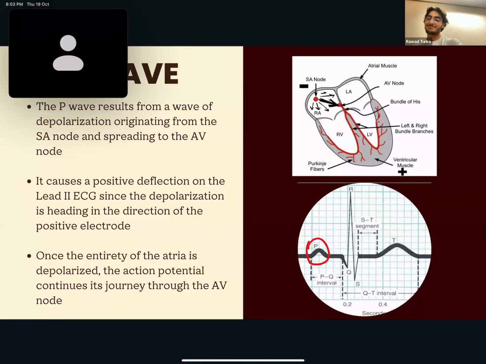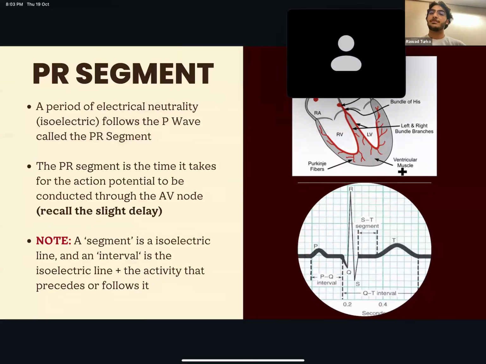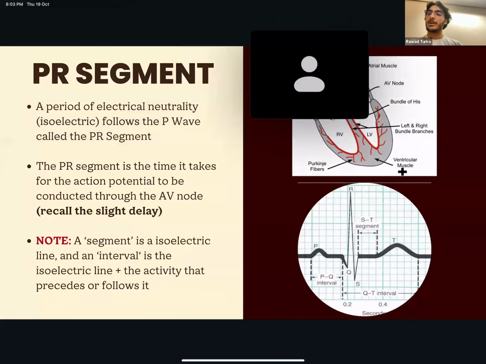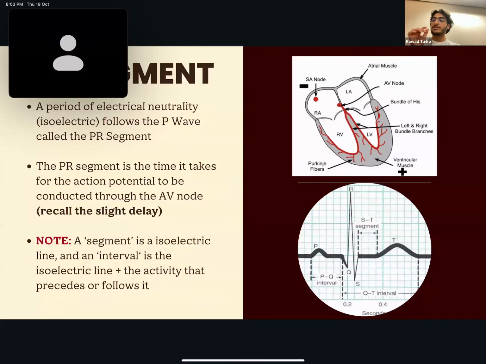Okay? So the next thing that you have is your PR interval or your PR segment. Now, I want you guys to really remember this next point. A segment is an isoelectric line. And an interval is the isoelectric line plus the activity that precedes it or follows it. Do you guys see those flat lines on the ECG? Right after the P wave, there's a little flat line. Nothing's happening in that line.